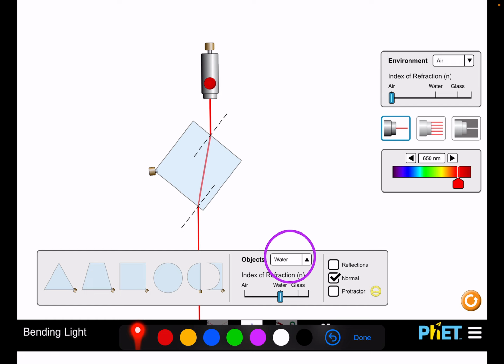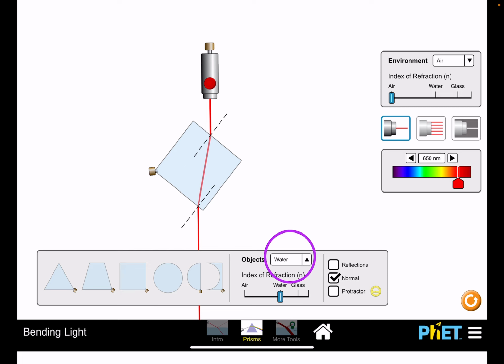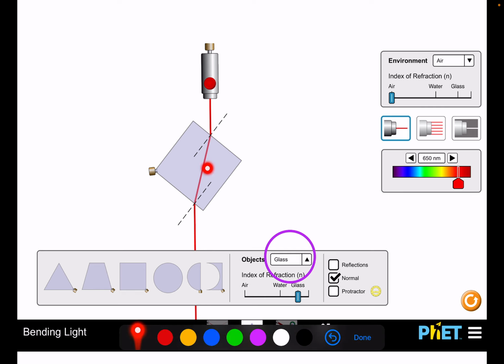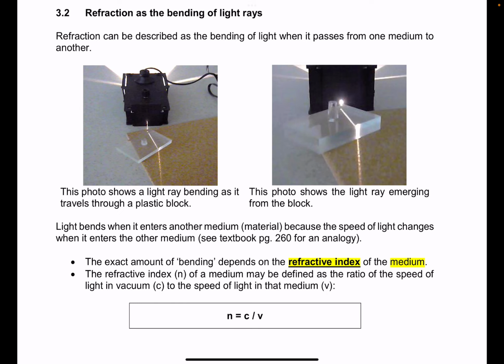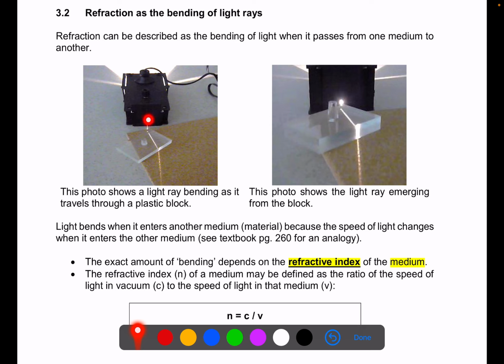Okay, now once again we're going to change the refractive index to a higher one, that of glass, and we see that there's more bending of light when it goes from air into glass and back to air again. Okay, so as shown by the earlier simulation, when the light goes from air into glass and back into air, it changes direction, and the amount of bending is determined by this property of the medium called refractive index.